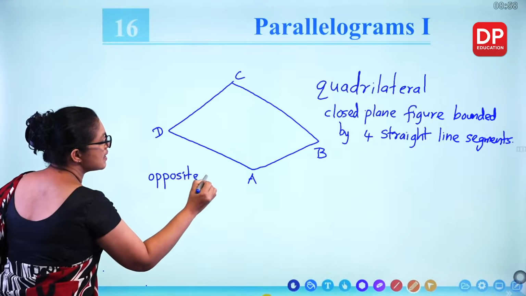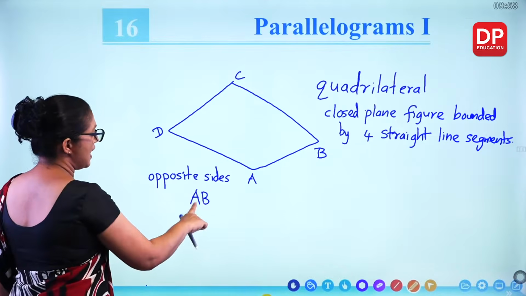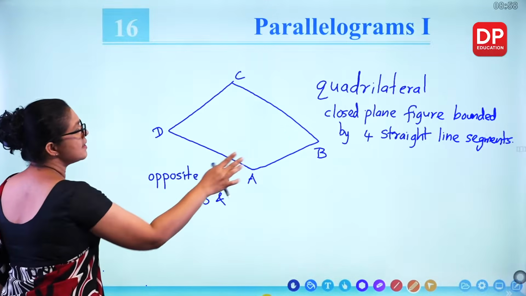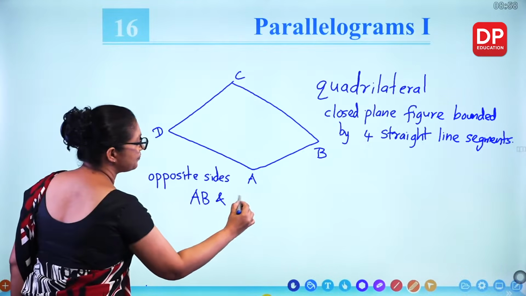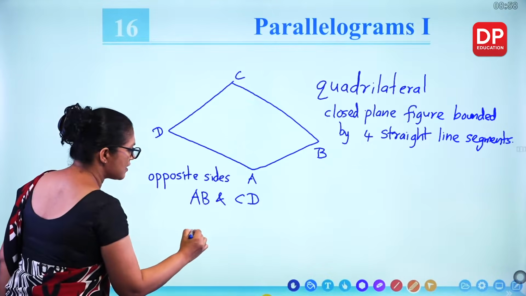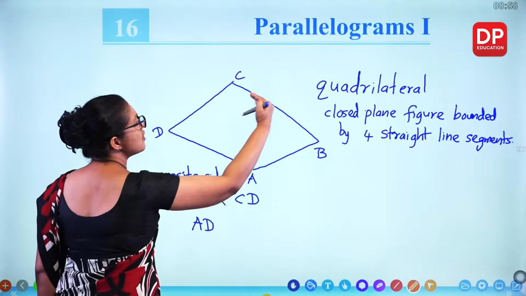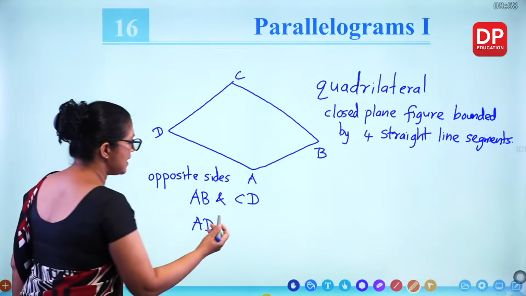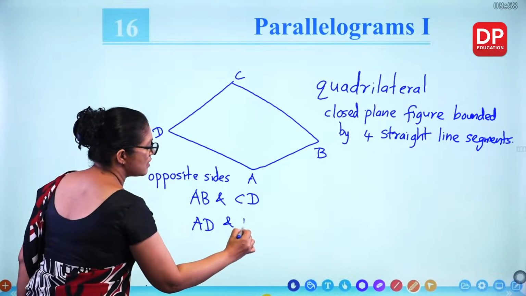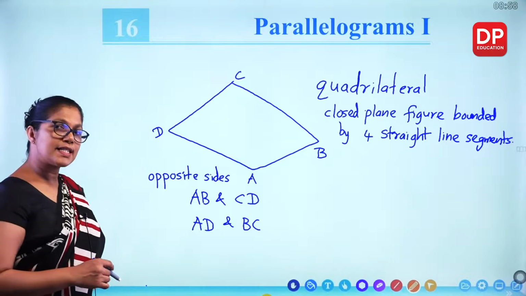Opposite sides: AB and CD. If you take AD, what's the opposite side of AD? Opposite to this is BC or CB. So those are opposite sides.